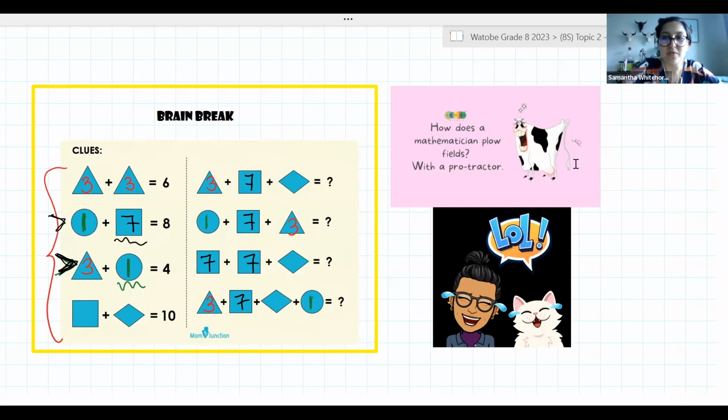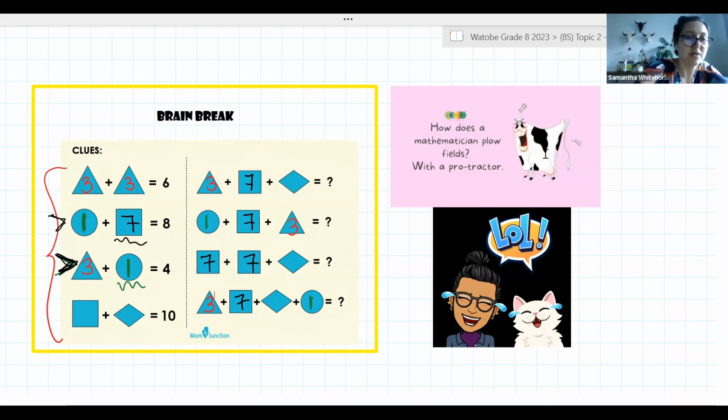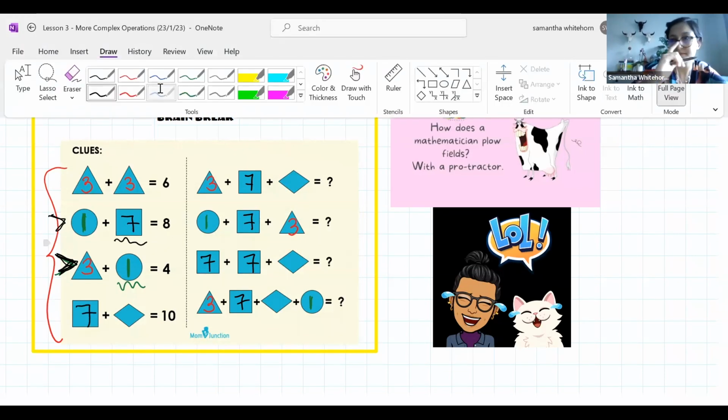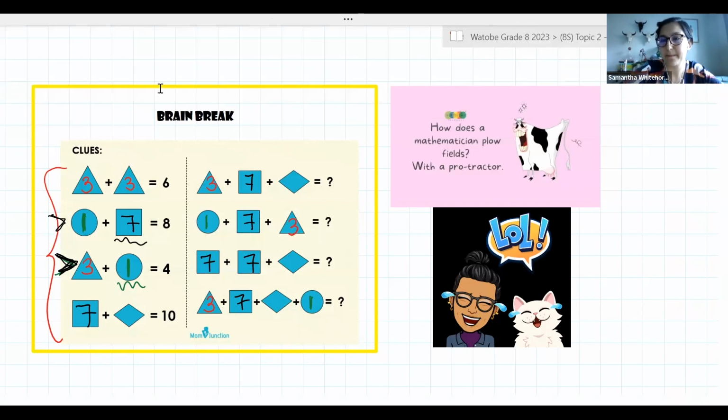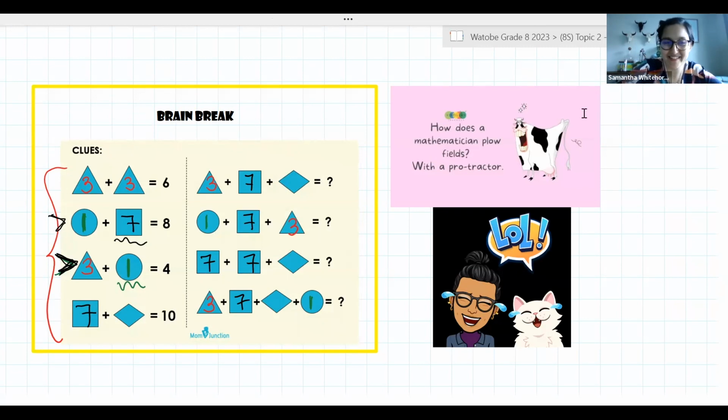Okay, Kira Betswa, do you want to help us with the last one? So we know the square is 7. We now need the diamond. So what's the diamond? I think the diamond is 3. Excellent. Well done. We have to get 10. So 7 plus 3. Well done.